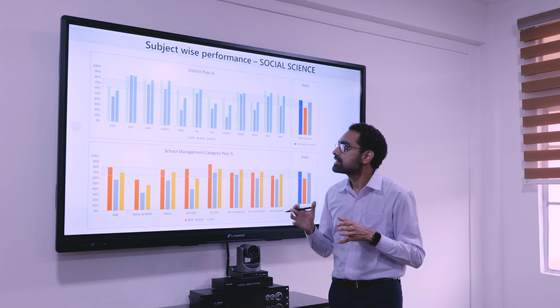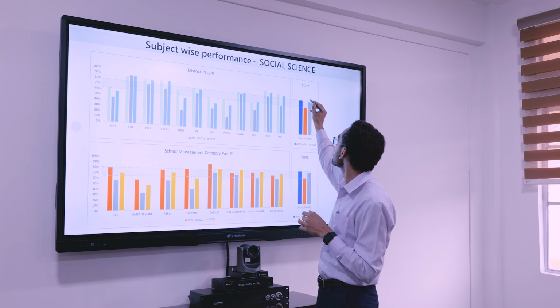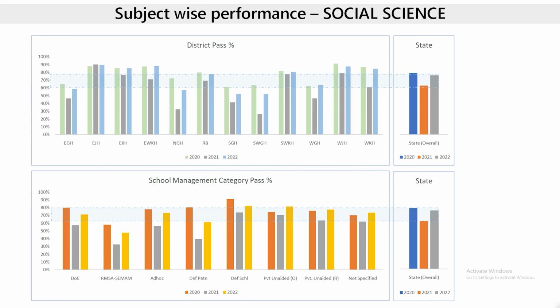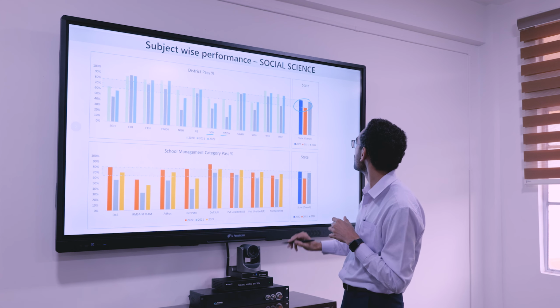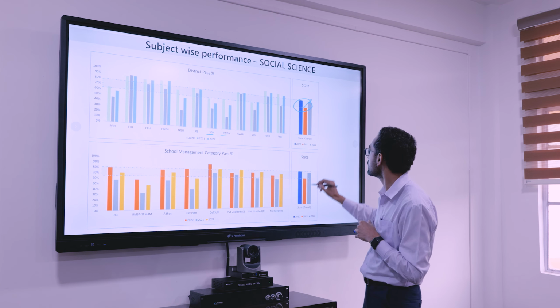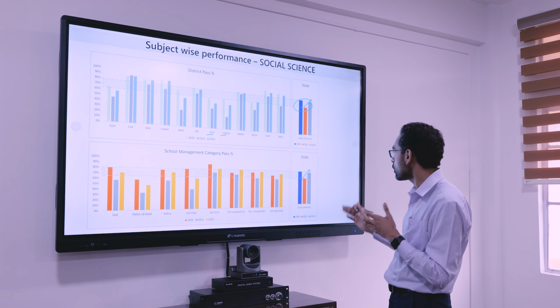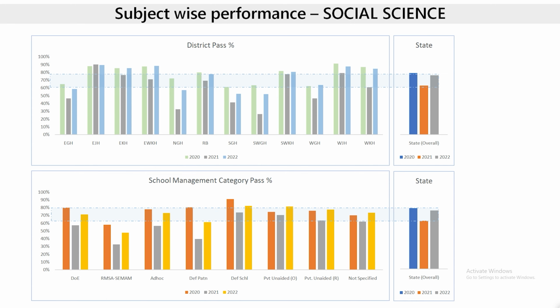Now coming to social science, it's relatively better, somewhere between 65 to 80% if you see the state overall. And even the Garo Hills region performs a little better compared to the other subjects from that region itself. Even though it's still less when we compare to the Khasi region, it's better than the other subjects. In social science we see some jump in recent years, and overall it's near 80%, but that should not be where we stop.